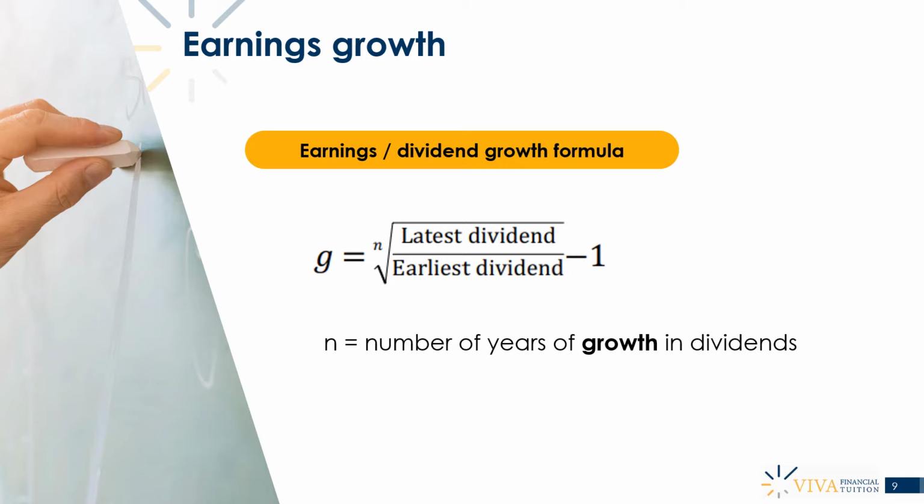Okay, now things to be careful of with this formula. N is the number of years of growth, either in dividends or in earnings. So if there are, let's say, 6 years of earnings, N would be 5, because between 6 years of earnings, there's only 5 periods of growth.